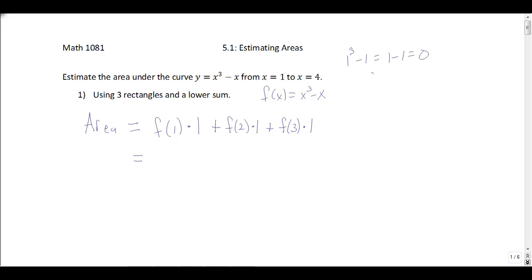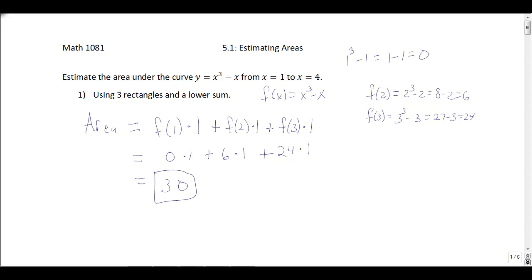So again, f of 1, we did that up here, that's 0 times 1. f of 2 is 2 cubed minus 2, 8 minus 2, that's 6. So I'm going to add 6 times 1, or 6. f of 3 is 3 cubed minus 3, which is 27 minus 3, that's 24. So I get plus 24 times 1, that's really 6 plus 24. And our answer for our first estimate is 30.